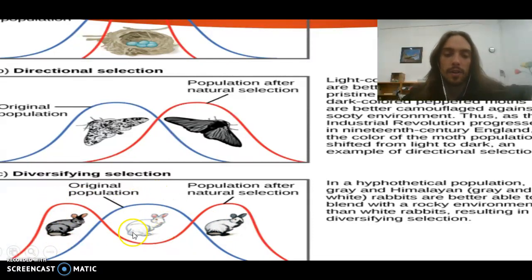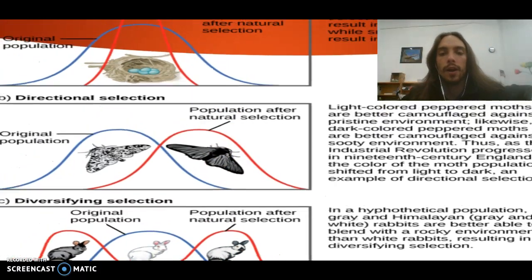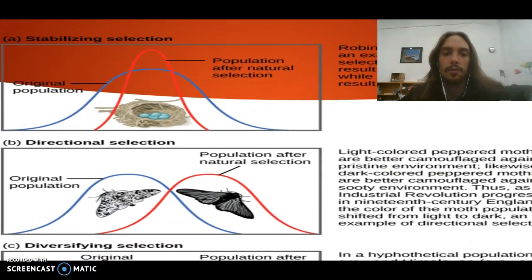These white ones don't get selected for as much because they stick out like a sore thumb. They can't really sit in the dark rocky outcroppings, and they can't really sit in the area where there is snow but also rock. So that's what's happening with diversifying selection. It's selecting for two extremes rather than the original population. So that's pretty important to know.